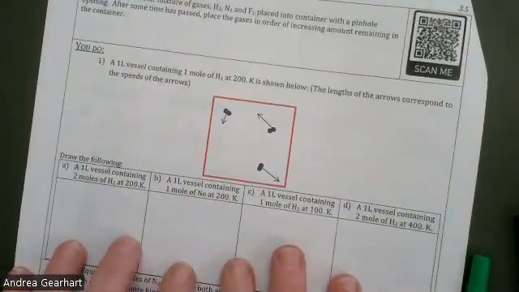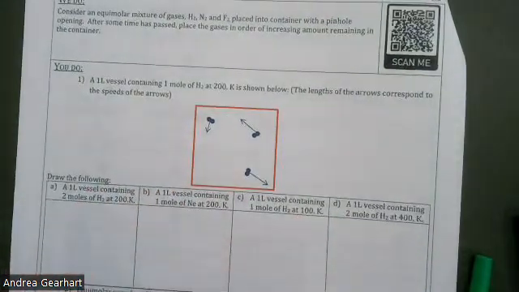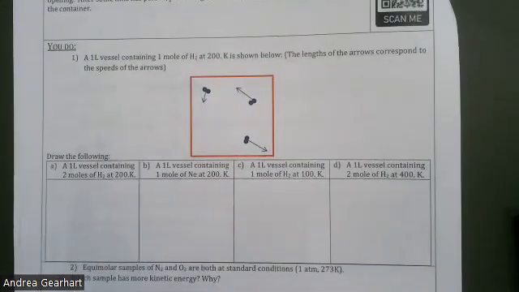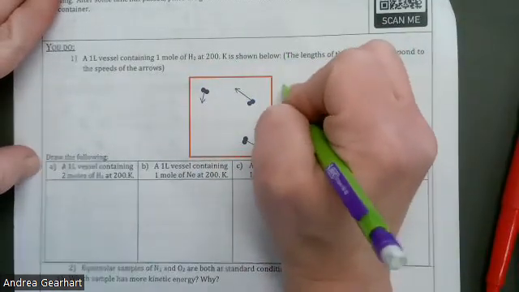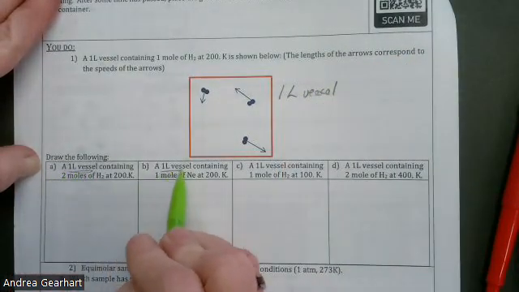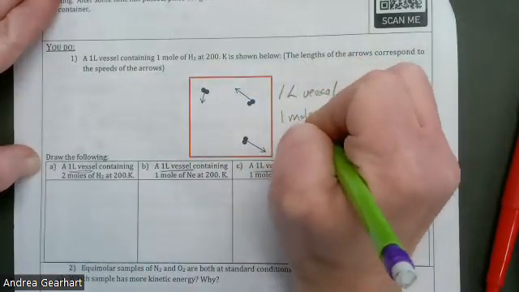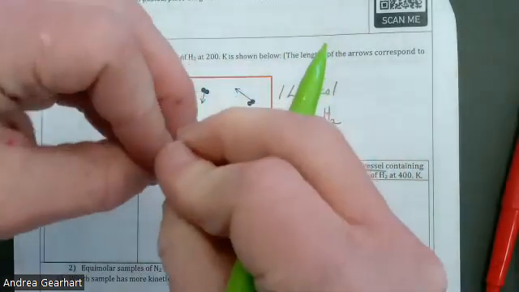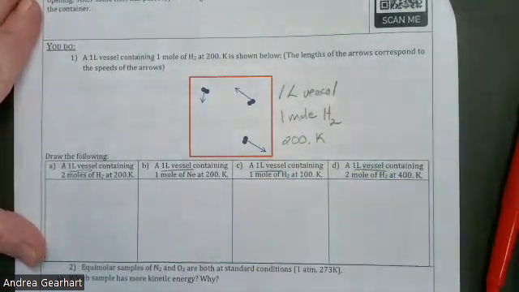So what if we were asked to draw particulate diagrams? What this is asking us to do is apply our understanding of the relationship of volume, temperature, amount, pressure. Okay, this is our reference. And our reference is a 1 liter vessel. Same volume, same volume, same volume, same volume. Great. 1 mole of H2. Hence, each of these are hydrogens. They're overlapping, and so we know they're bonded. And the temperature is 200 Kelvin.